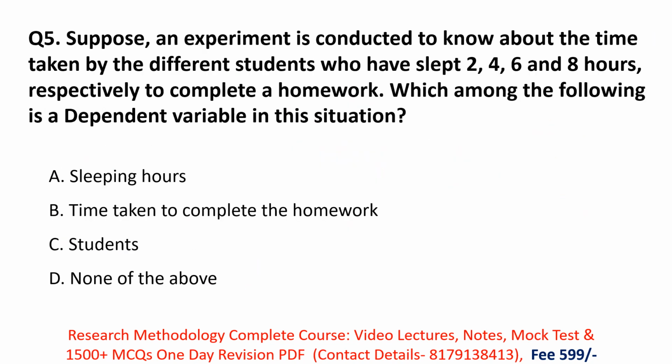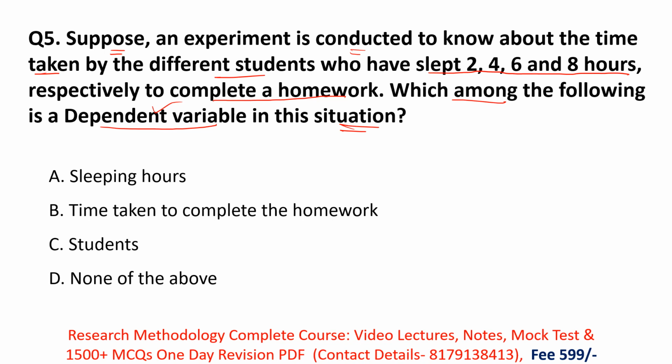Next, suppose an experiment is conducted to know about the time taken by different students who have slept for 2, 4, 6 and 8 hours respectively to complete a homework. Which among the following is a dependent variable in this situation? They have performed an experiment on students for completing their homework. In this example, we have to find which variable is the dependent variable.